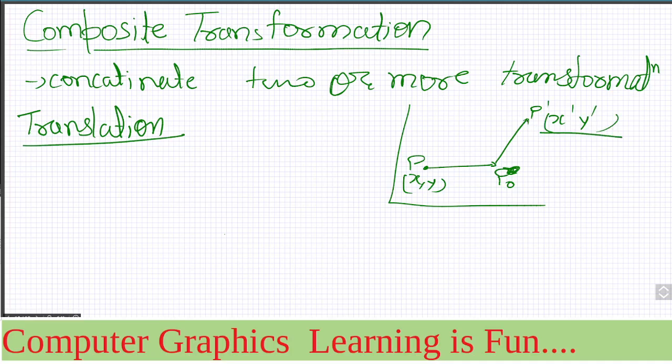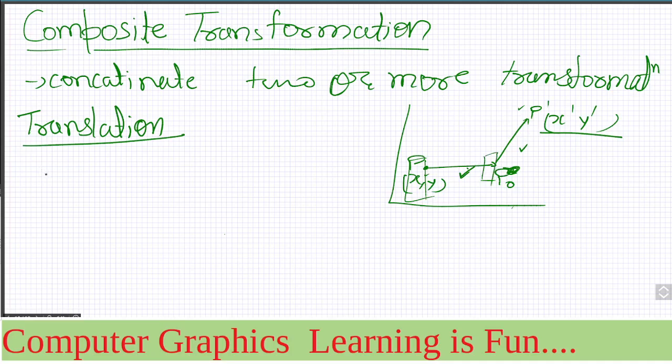Now, in order to find this position, if you don't know about this composite transformation, you will apply two different multiplications and then you will get this result. No issues. For each pixel, you will do the same thing. For each pixel of an object, if it is being translated to a place, you will multiply and translate this object to here. And then again you will translate all the pixels to here, right?